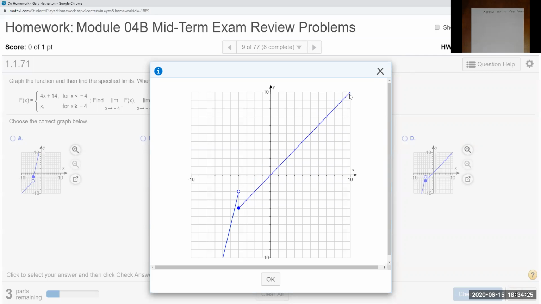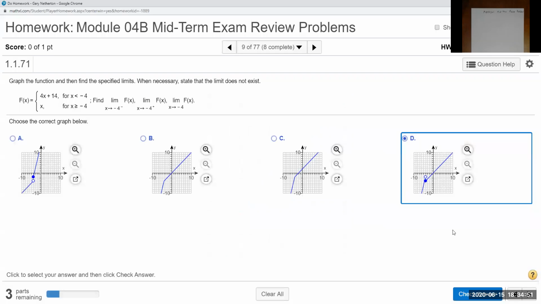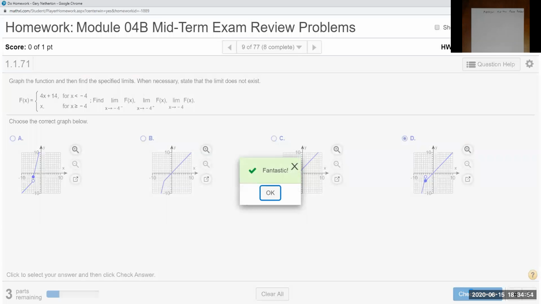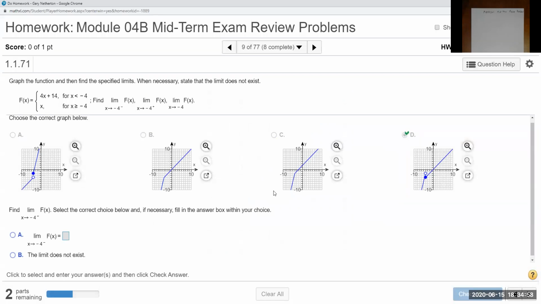Now, as I approach -4 from the right, when I get close to -4, what is the function going to be? -4. And you notice here, it's an enclosed circle, which means you include that. And up here, it's an empty circle. So this is actually the graph of the function. So it's going to be D. So once again, the first step is to figure out which is the correct graph. Now they're going to probably ask us some limit questions.